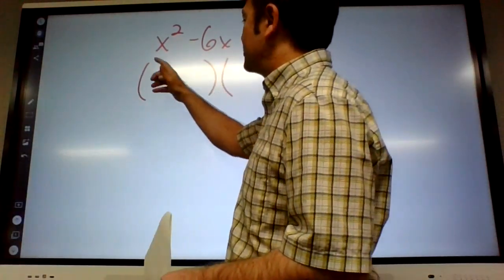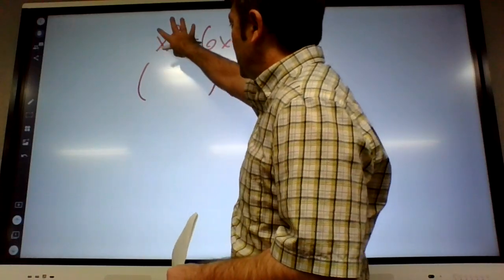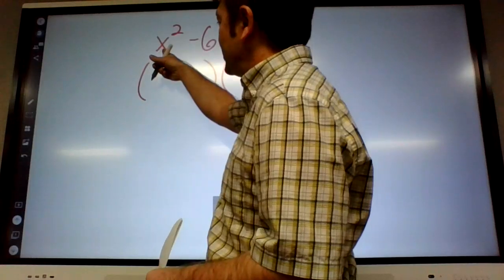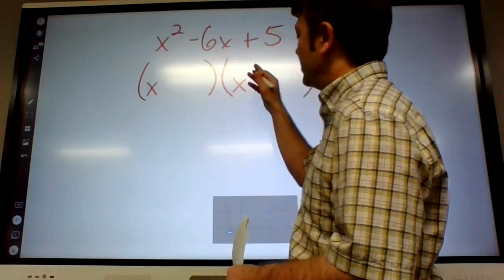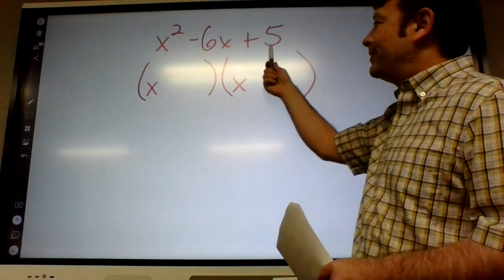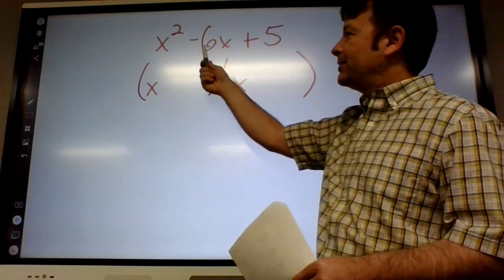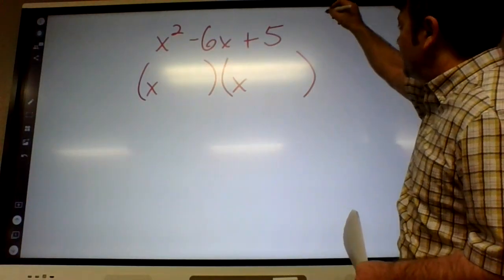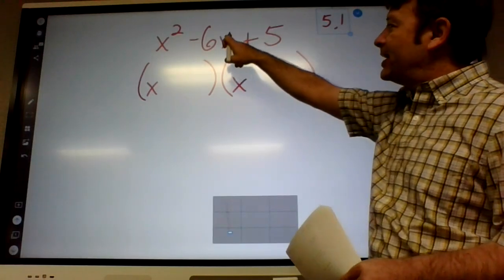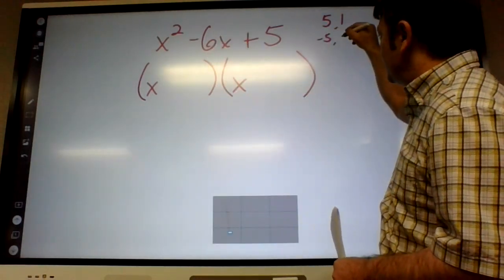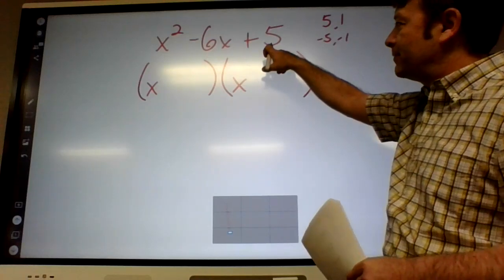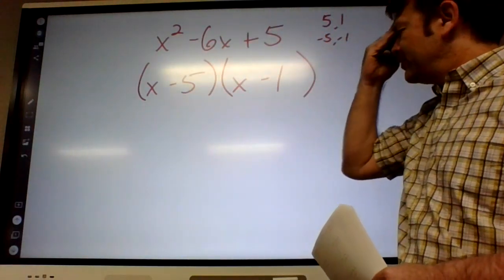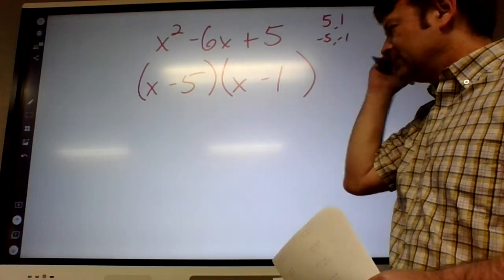So Linux, you weren't here for this, but a trinomial like this can come from a FOIL problem, right? So what multiplies into x squared? X times x. That goes in the front. What multiplies into 5 that adds up to negative 6? It's negative on both of them, 5 and 1. 5 and 1 multiply into 5, but they add up to 6. But if I make them both negative, they still multiply to positive 5, but they add up to negative 6. So, okay, that's what we did Friday before last.